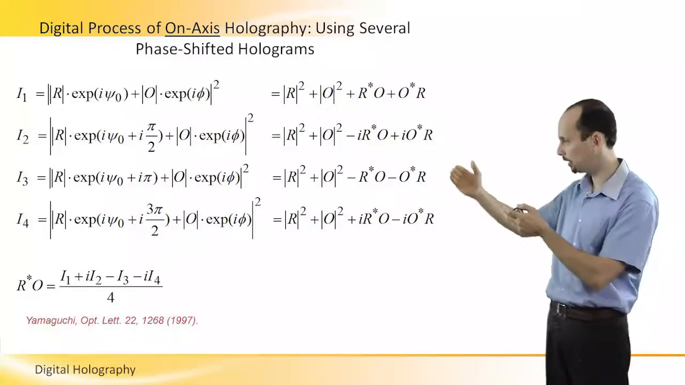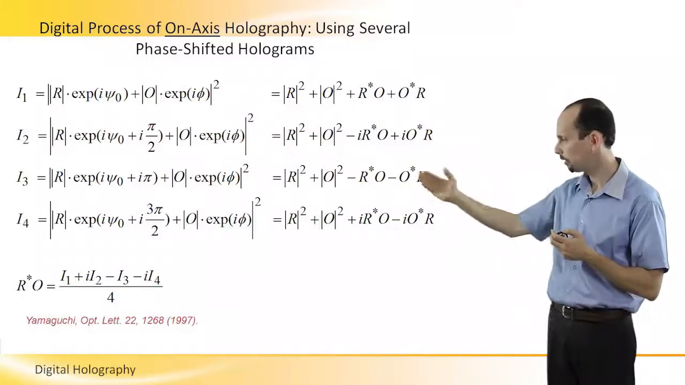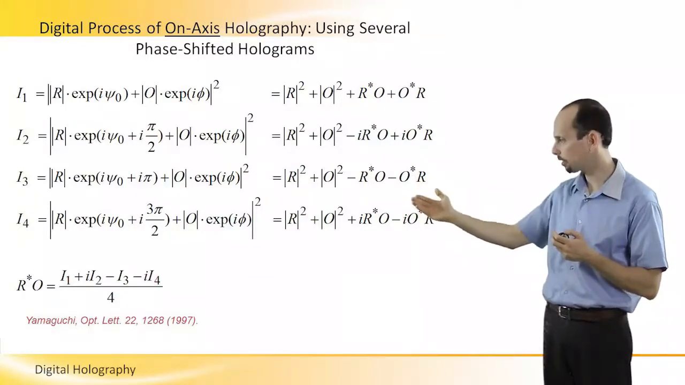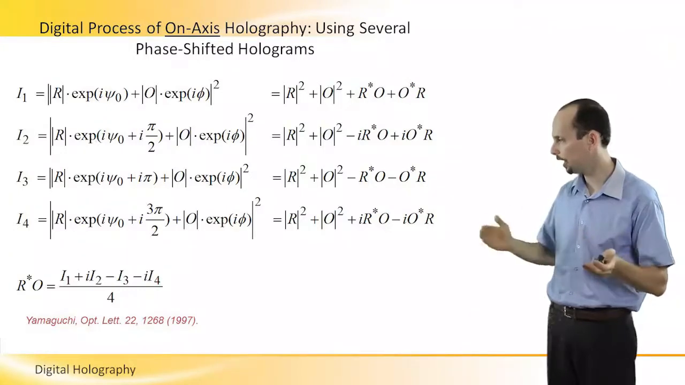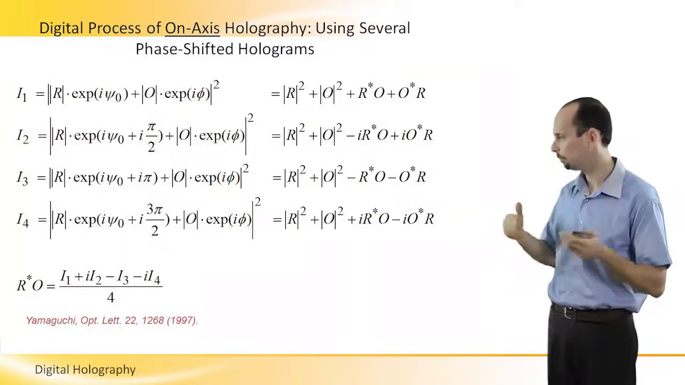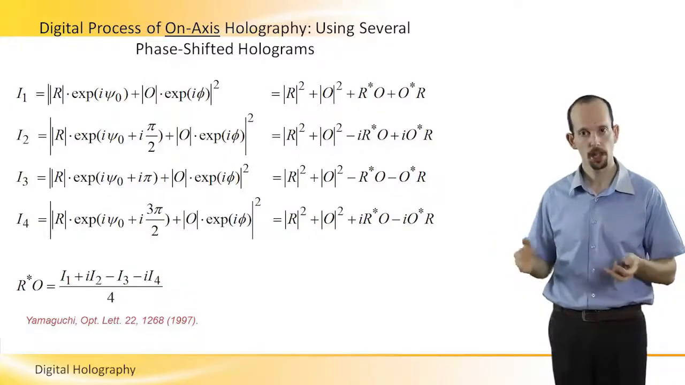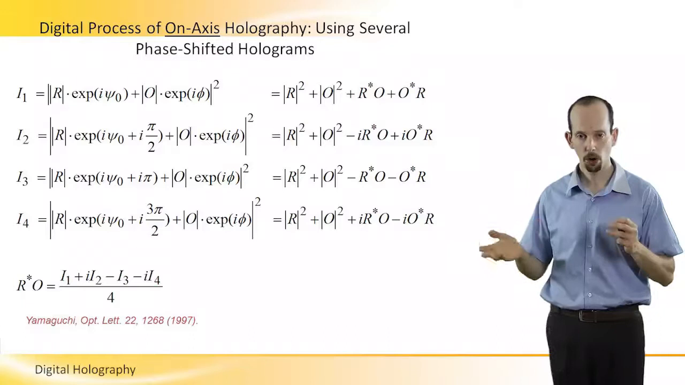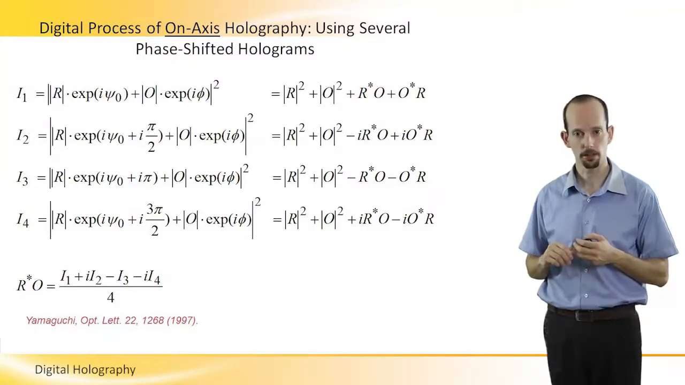And by simple manipulations of these four holograms, taking I1 plus jI2 minus I3 minus jI4, over 4, I'm getting R conjugate multiplied by O. There are other methods to do that with 3 holograms, and even with 2 holograms and the reference wave intensity.